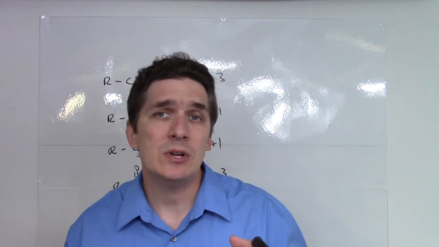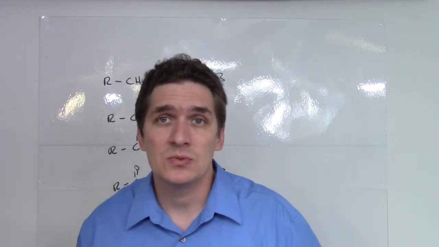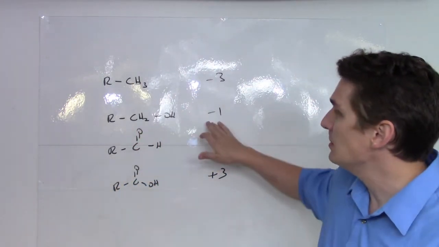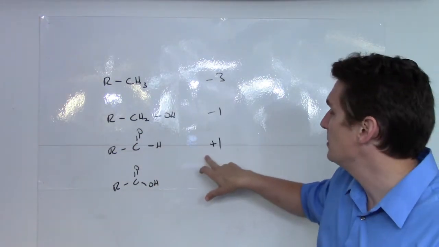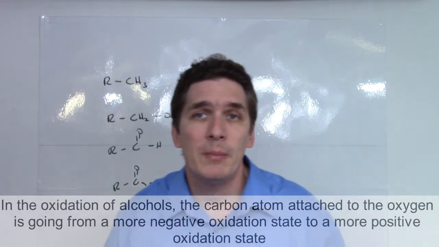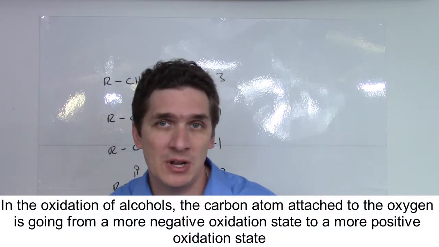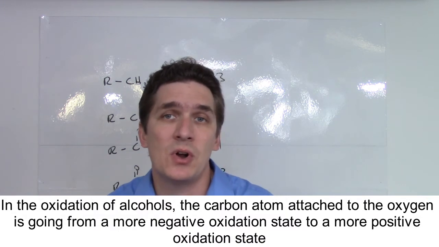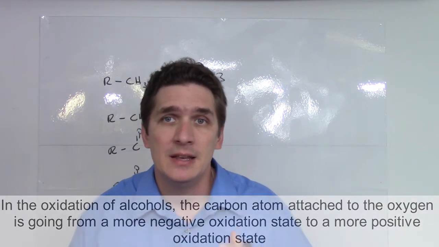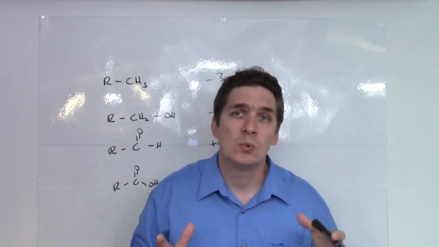So when we say we are oxidizing alcohols, what we are saying is that we are taking carbon that's attached to the oxygen from a -1 oxidation state either to a +1 or a +3. We're basically increasing the number of carbon-oxygen bonds that are present in the molecule relative to what they were starting with in the alcohol.